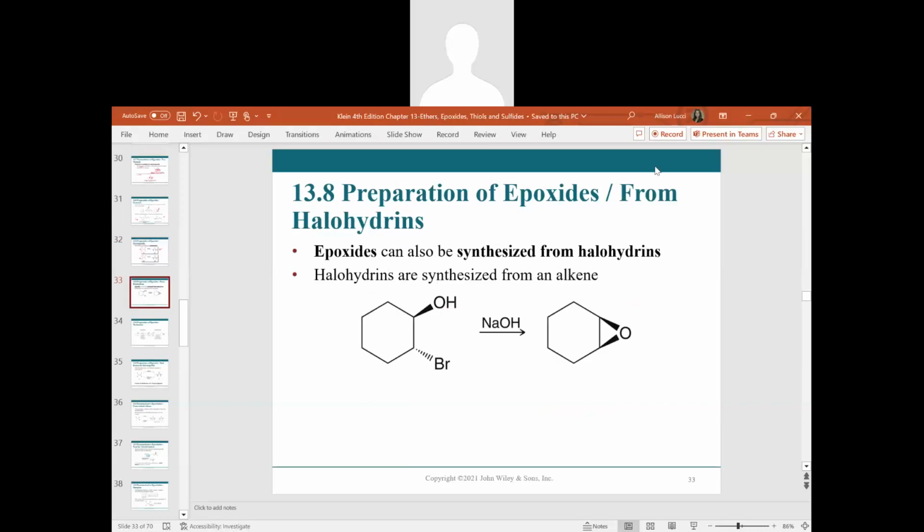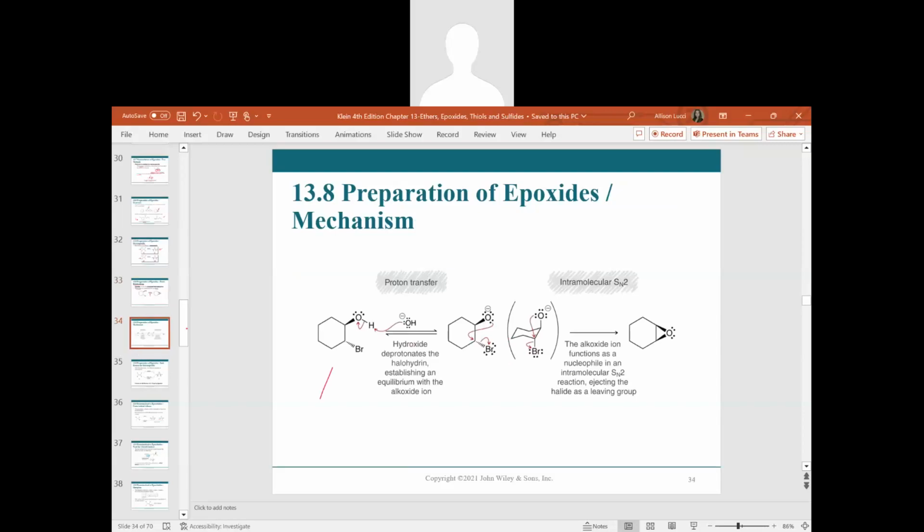Another way to form epoxides is from halohydrins, and you can see that down here. So we have a treatment with a strong base here. So we have sodium hydroxide, and we'll walk through the synthesis process. But we can form this halohydrin initially from an alkene, and then using a base in a subsequent step, we can form this epoxide. So let's take a look, starting from the halohydrin here.